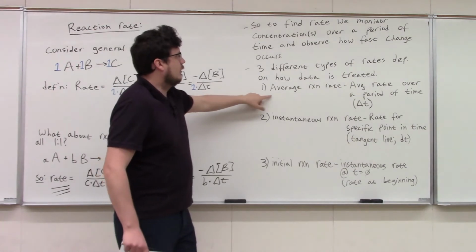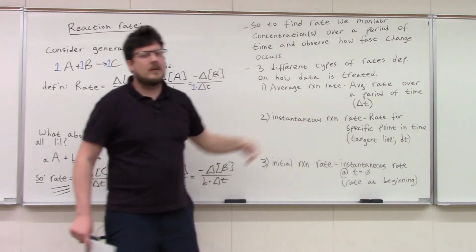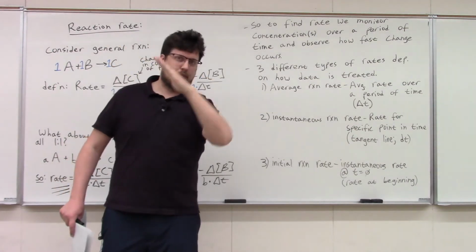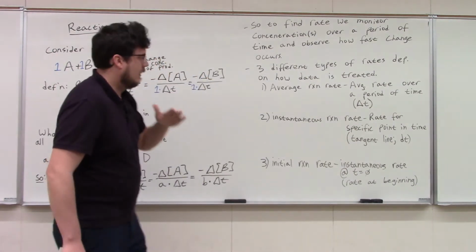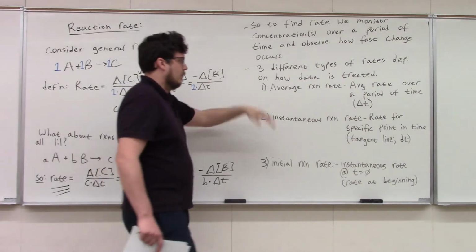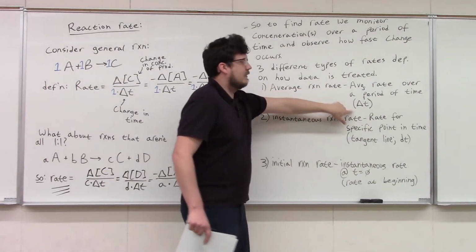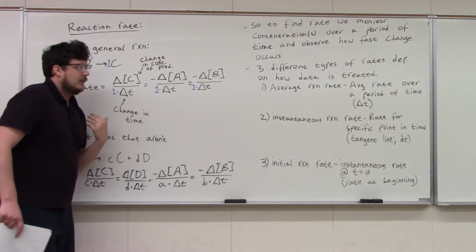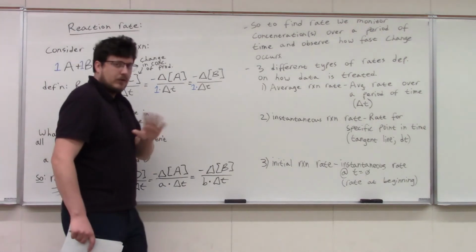So we can do average reaction rate, and that's, we look at where we were, where we ended, and we just draw a straight line between them. And that gives us a rate. That gives us a slope with everything, that's like delta T. Now if you're taking calculus, you'll understand what I'm saying. If not, don't freak out too much on the next one.